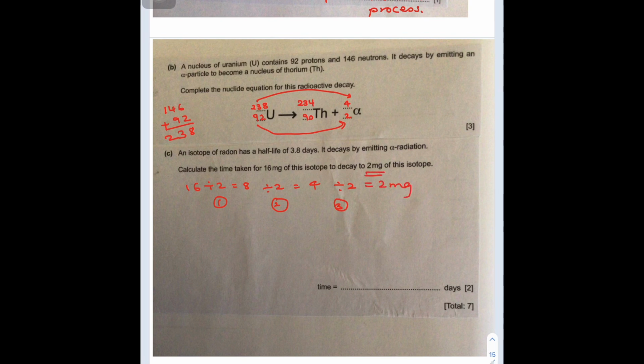So how many half-lives do you need? 3 half-lives. What was the half-life? 3.8 days. So 3.8 times 3. 8 times 3, 24, carry over 2, and 3 times 3, 9, plus 2, it's 11, 11.4, so approximately 11 days.